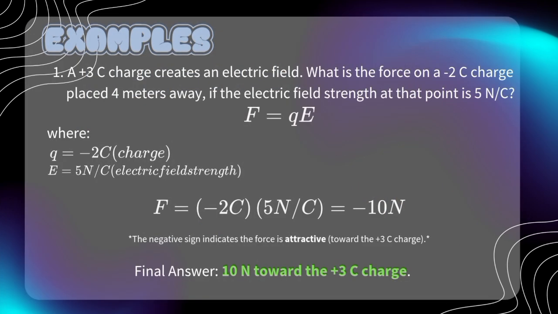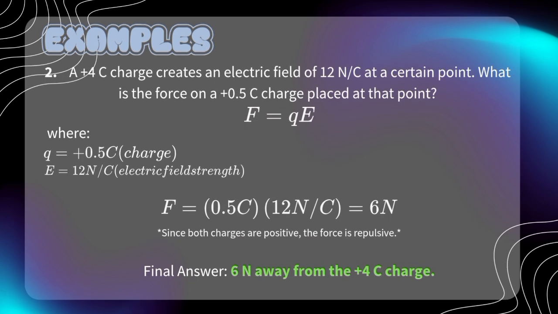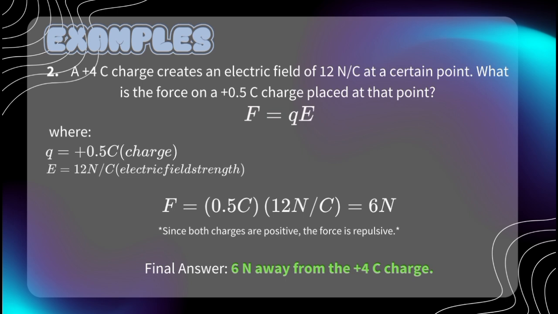For example number 1, these are the givens. Then we must use the electric force is equal to the charge times the electric field. So in determining the electric force, we must multiply the charge and the electric field associated with it. So negative 2 coulomb times 5 Newton per Coulomb is equal to negative 10 Newton. Example number 2, these are the givens. So we must again multiply 0.5 Coulomb times 12 Newton per Coulomb, which is equal to 6 Newton.